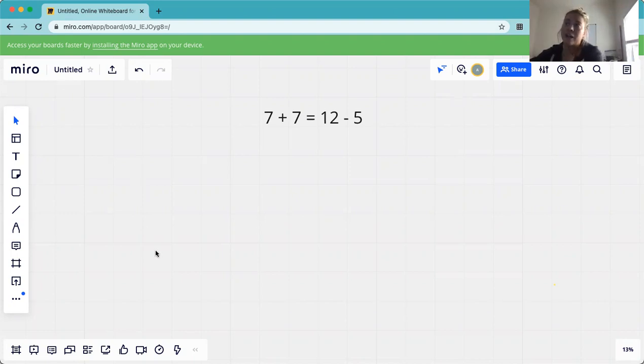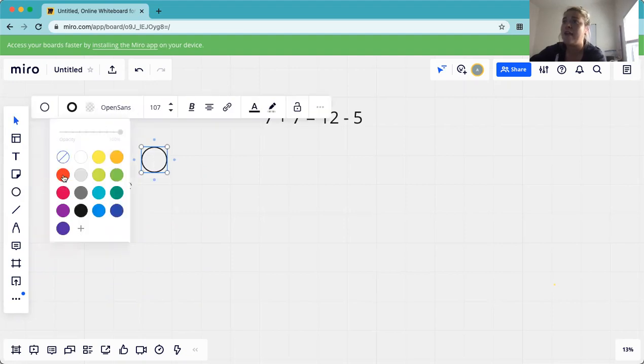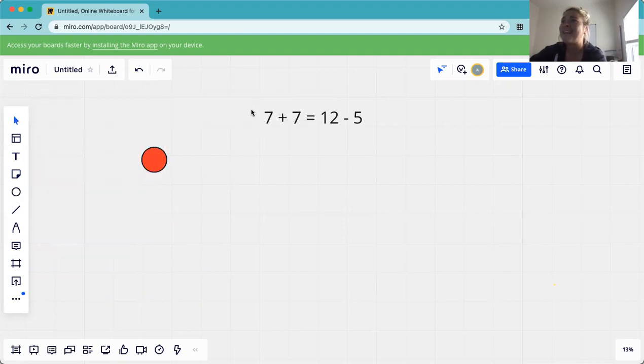Alrighty, so you just figured out what 7 plus 7 equals 12 minus 5. So you figured out both sides of our equation. All right, and remember, we need to figure out if it's a true or false equation. All right, we're going to go ahead and start with 7 plus 7. So what I'm going to do is use counters, and since it's addition, I'm going to use 2 different colored ones. So first I'm going to use red. That's going to represent my first 7. So I'm going to do 7 of them.